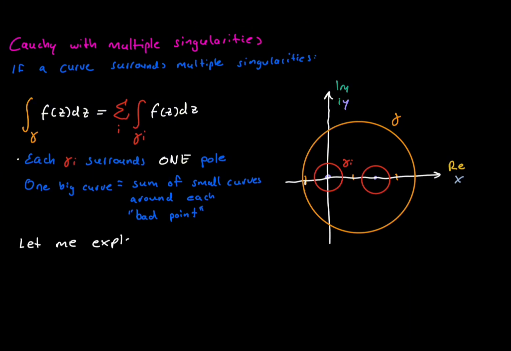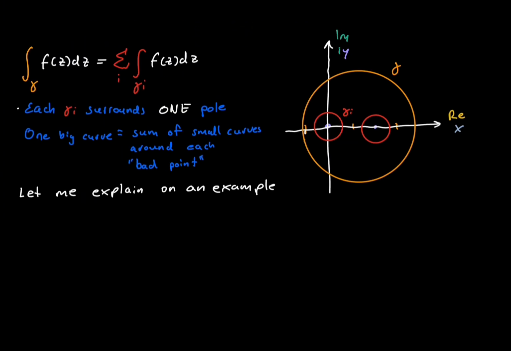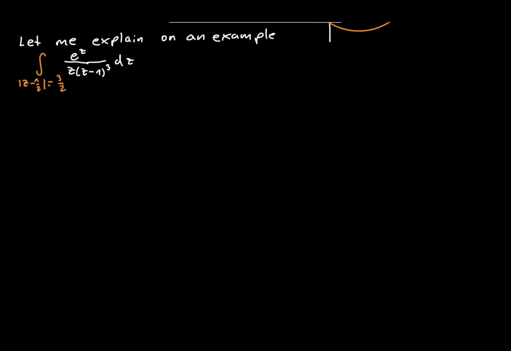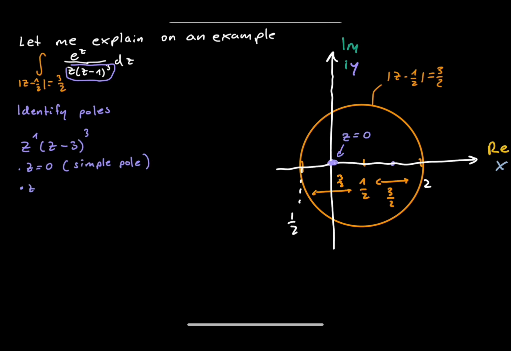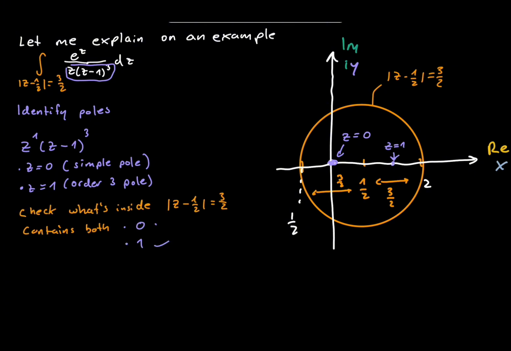Now, consider the integral of e to the z divided by z times (z minus 1) cubed over the circle centered at 1/2 with radius 3/2. First, we identify the poles. The denominator is z times (z minus 1) cubed. So we have a pole at z equals 0 and a pole at z equals 1. The big circle contains both of these poles.